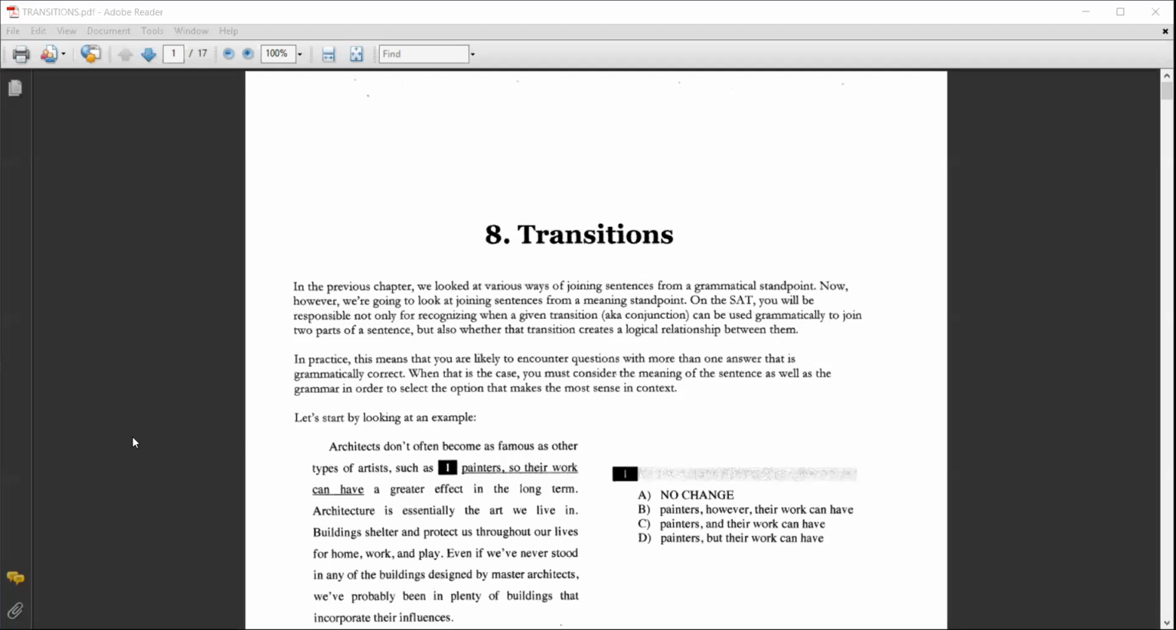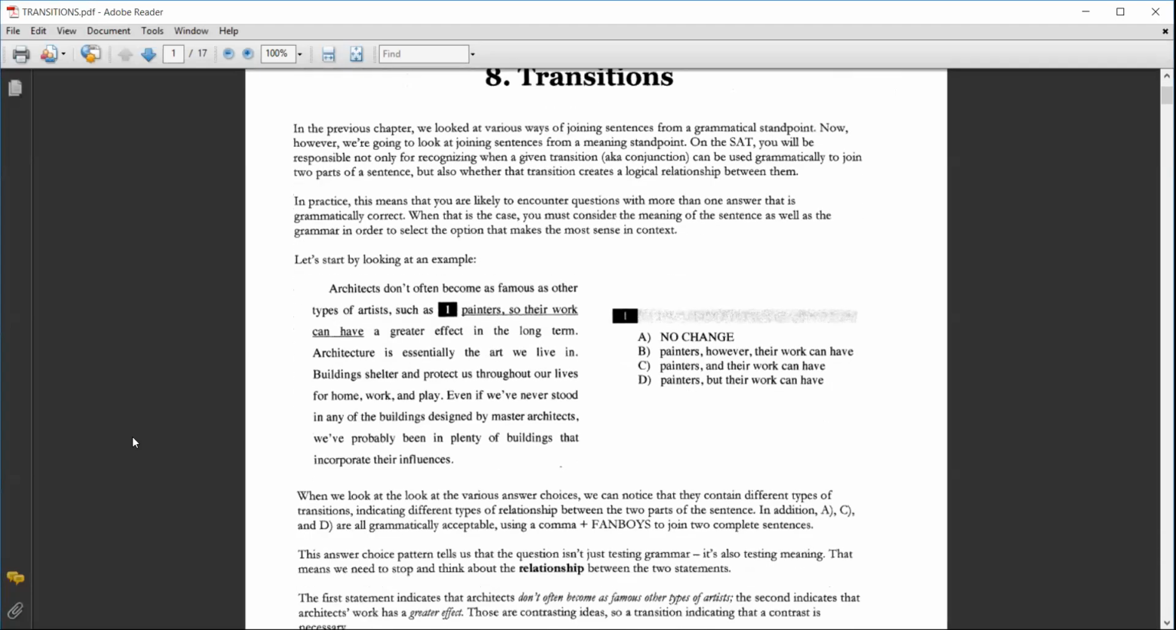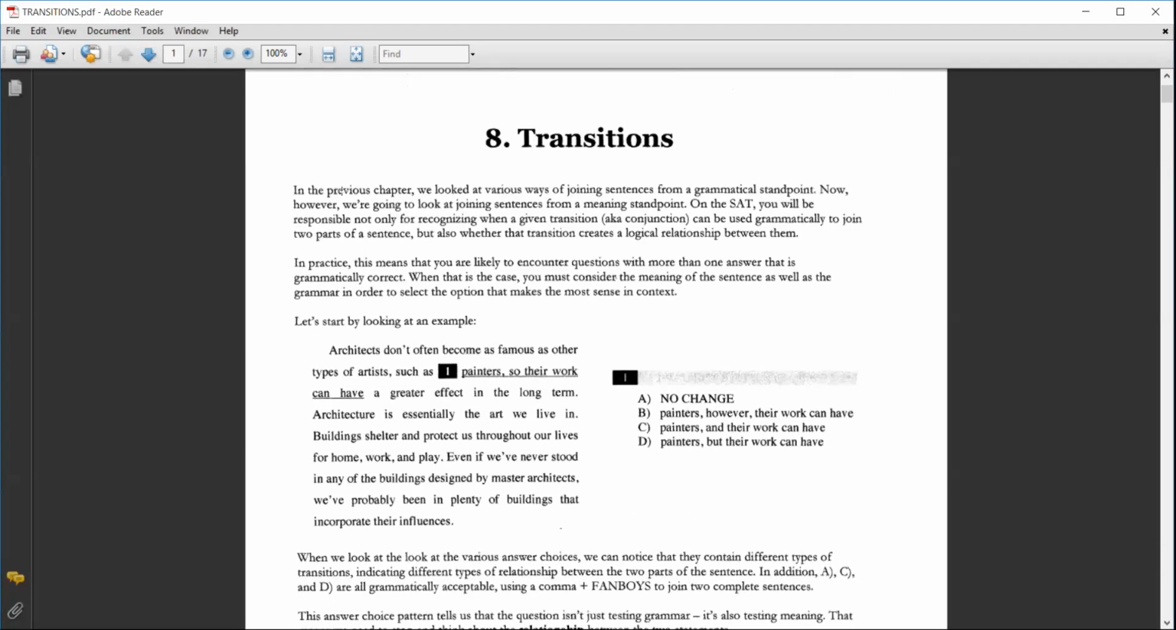Okay. Now let's start with something called transitions. It's a very, very important topic. And a very easy topic. Many people get scared of this topic unnecessarily, but it's just a logic-based topic. So understand what transitions are.